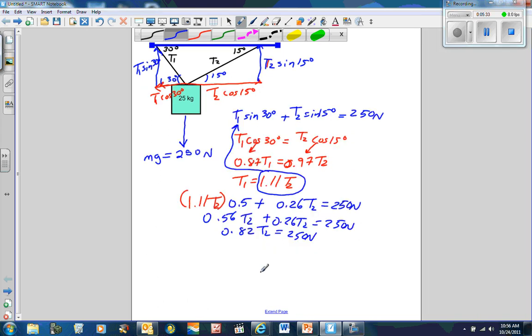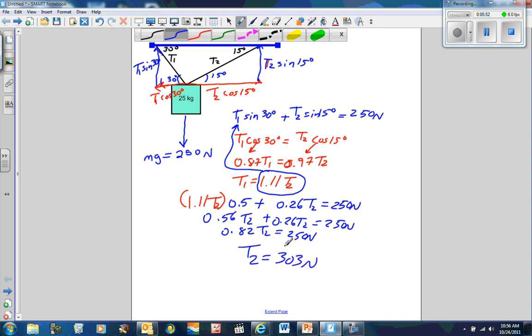Let me extend the page. And so I'll divide 250 divided by that number, 0.82. And I get basically 303 if I round off. So T2 is going to equal 303 newtons.